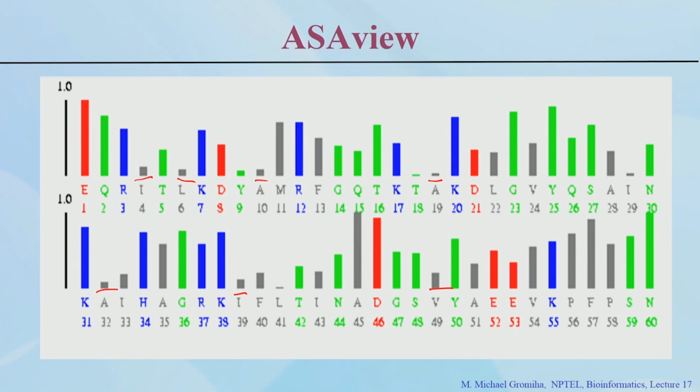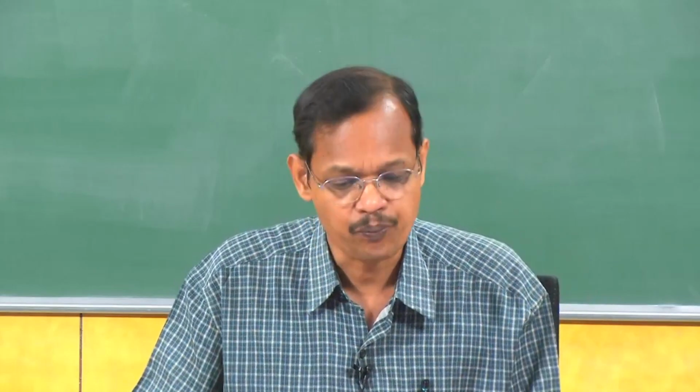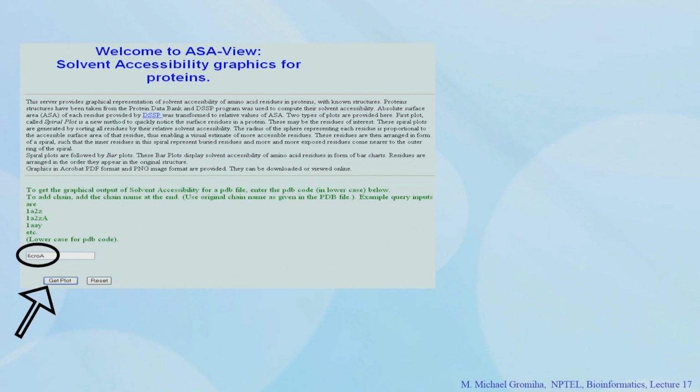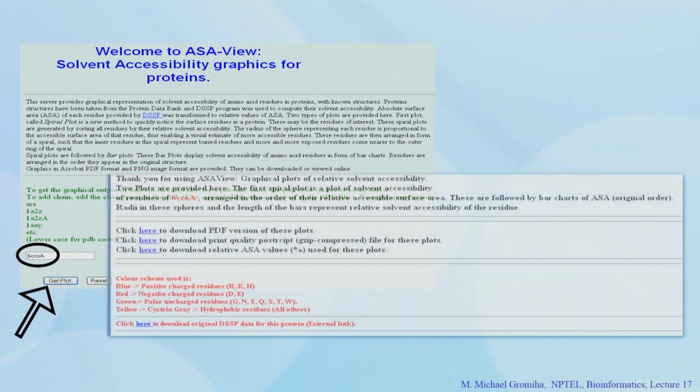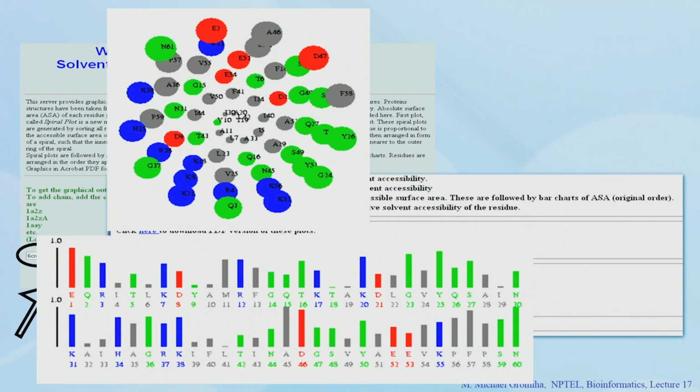So, we have the values, and we can plot, either you can make a spiral plot or you can make a bar chart to see how these residues are distributed based on accessible surface area. So, we have the web server. It can take any PDB ID, so you can get the PDB ID. Then you can get the plot, depending upon the types of plots you require, the PDF version or any relative values, whatever you need. So, you can see the graph, this spiral plot, and the bar chart.